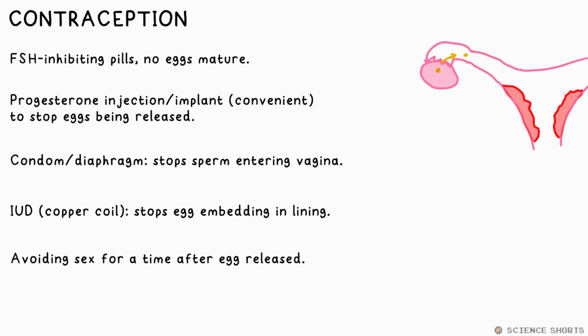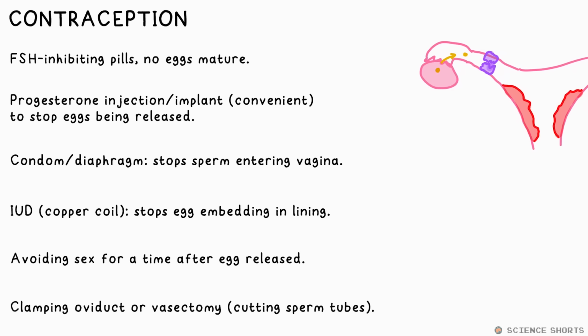You could quite simply just avoid sex for some time after the egg has been released, as that's when it travels slowly down the oviduct where a sperm can meet it. Clamping the oviducts, sometimes referred to as having your tubes tied, or cutting the sperm duct. Either of these will obviously stop the cells from meeting.